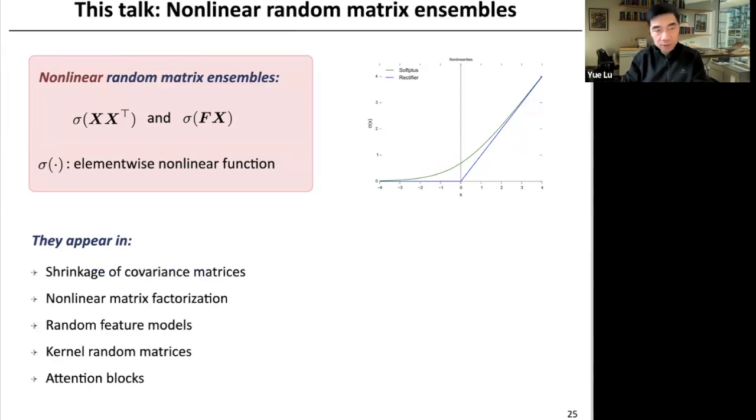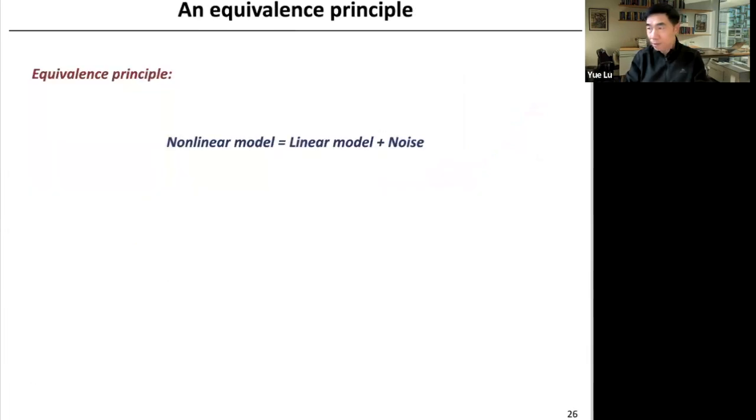This kind of nonlinear version appears in different settings. For example, when you study kernel methods, sigma can be the kernel function. It also appears in random feature models, nonlinear matrix factorization, or in robust statistics, where you want to study the shrinkage of the empirical covariance matrix. And in attention blocks, there's also this kind of nonlinearity appearing. This kind of matrix has been studied very actively in the past several years, and there are very interesting equivalence principles that people have discovered through the study of these matrices.